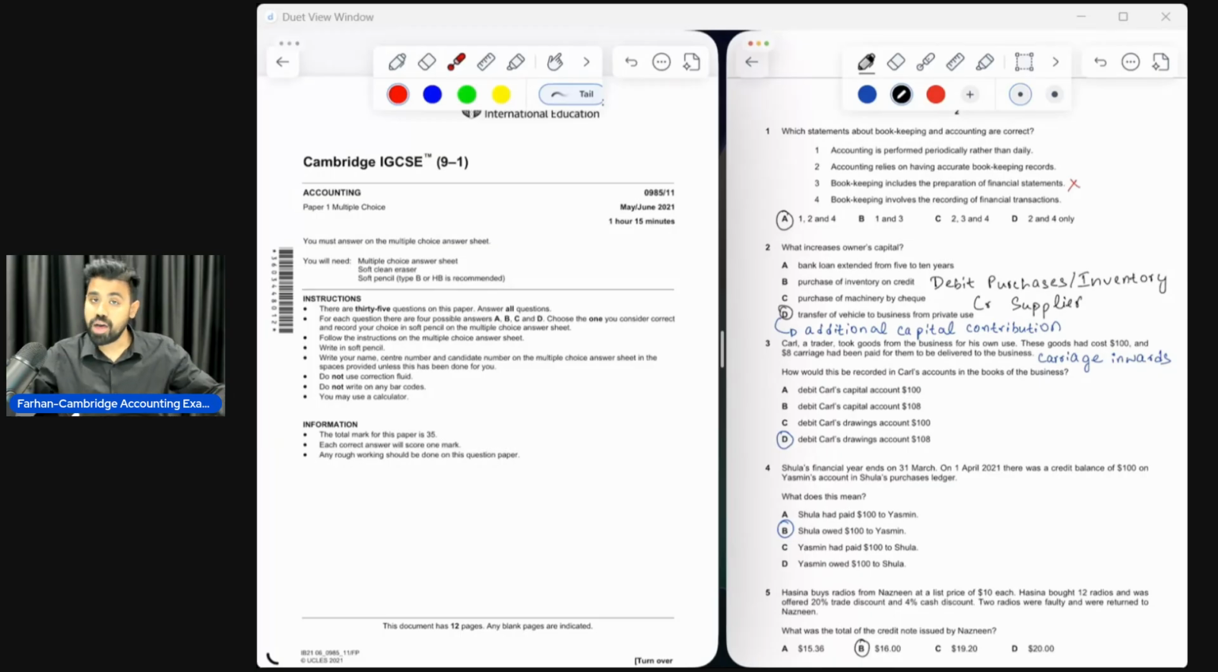Today we have got a past exam paper, which is Paper 1 multiple choice questions from the May-June 2021 exam, and this paper is specifically for the IGCSE Accounting subject code 0985. But even IGCSE Accounting 0452 students can also benefit because it is the same learning.